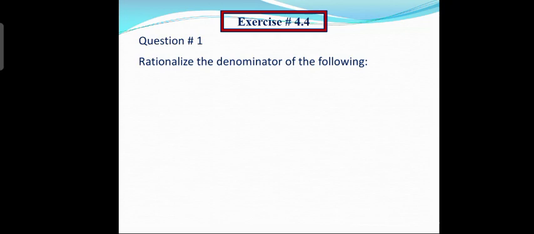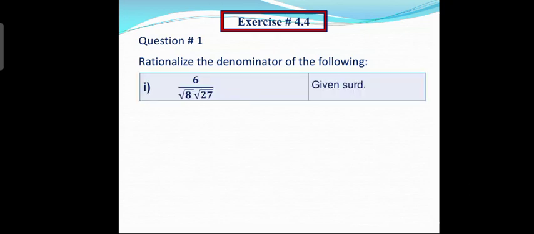Now we will solve some questions from exercise 4.4. Question number 1, rationalize the denominator of the following. It means that we are going to remove or move the root or the surd from the bottom to the top. Look at the question.